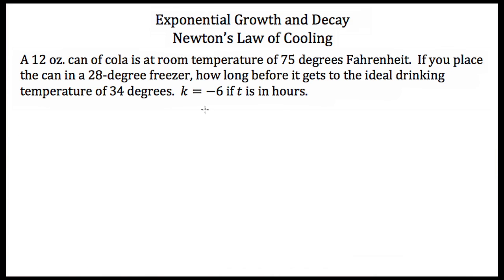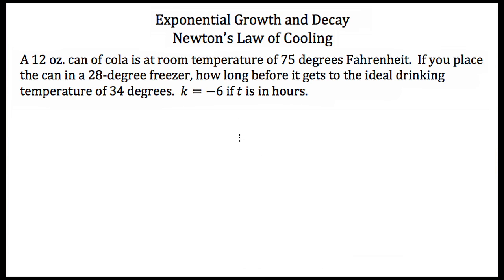So now let's look at an example of Newton's law of cooling. A 12-ounce can of cola is at room temperature of 75 degrees Fahrenheit. If you place the can in a 28-degree freezer, how long before it gets to the ideal drinking temperature of 34 degrees? And we're told that k is equal to -6 if t is in hours.